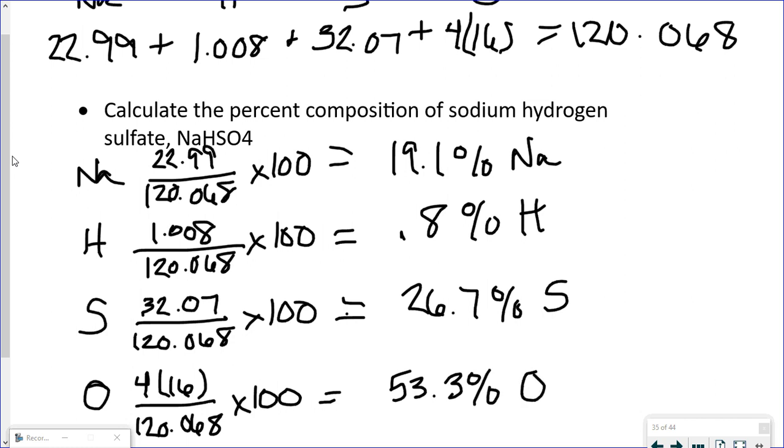And we can always double check our answer by adding the percentages together. So if you add the percentages together, we get 99.9%. So we likely did not make any mistakes there. Make sure that you're practicing these skills, and we'll pick up tomorrow with empirical formulas.